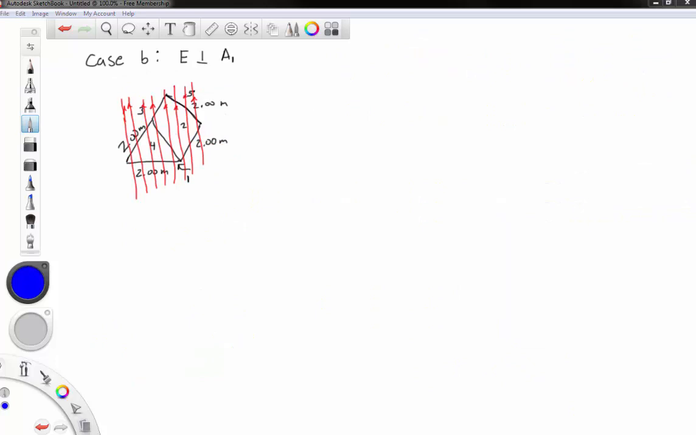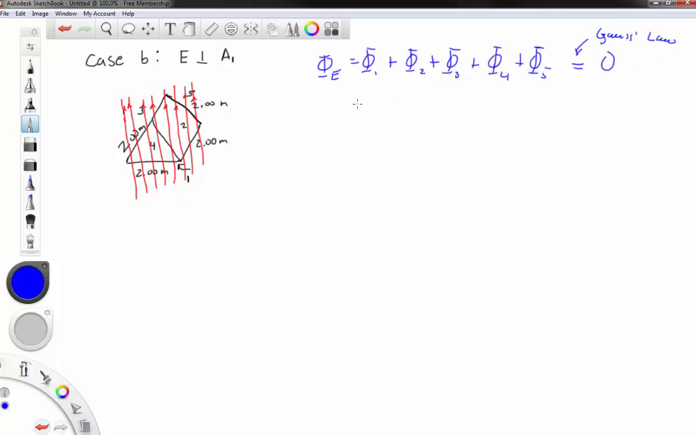Therefore, we have a setup that looks something like this. So once again, we can use that the total electric field flux is flux through 1 plus flux through 2 plus flux through 3 plus flux through 4 plus flux through 5. And again, Gauss's law says that this should be 0. So here is Gauss's law. Looking at the diagram, these are again parallel to face 4 and to face 5, which means that they're perpendicular to the area vectors. So both of these terms are in fact 0. These terms are all non-zero.